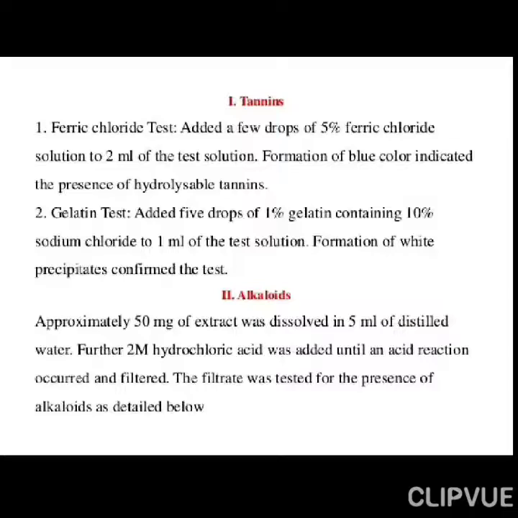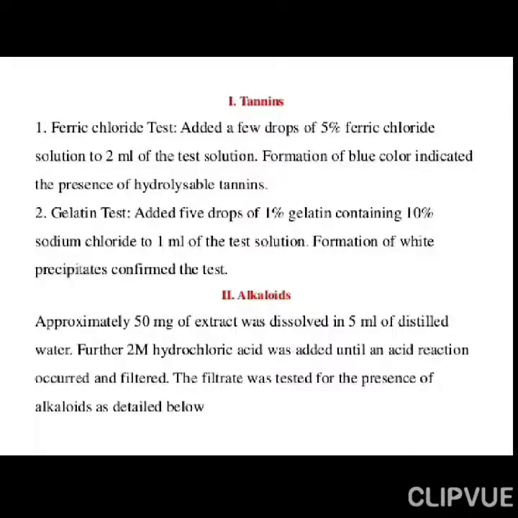So there are two types of tannin, condensed tannin and hydrolyzable tannin. When you get the blue color with ferric chloride, it is an indication of the presence of hydrolyzable tannin. And the gelatin test is also famous for tannin. Add a few drops of 1% gelatin containing 10% sodium chloride to 1 ml of test solution. The formation of white precipitate confirms the test, right.